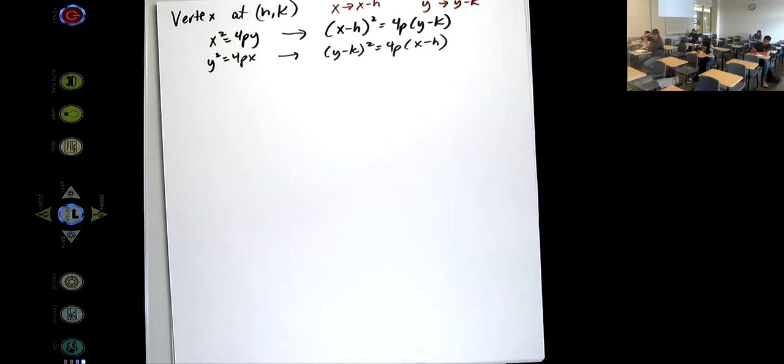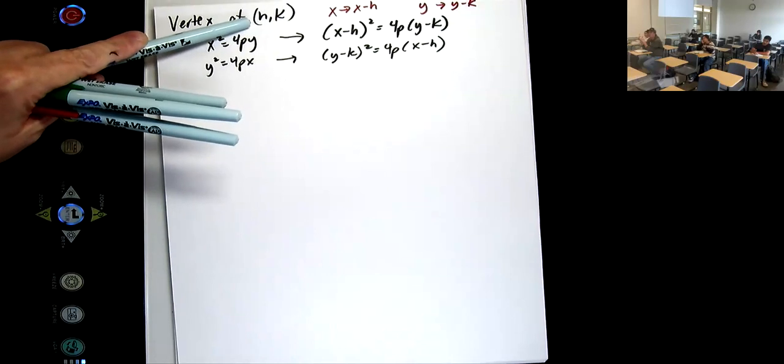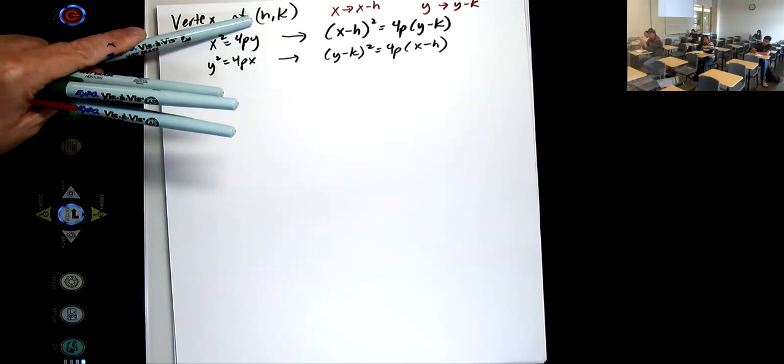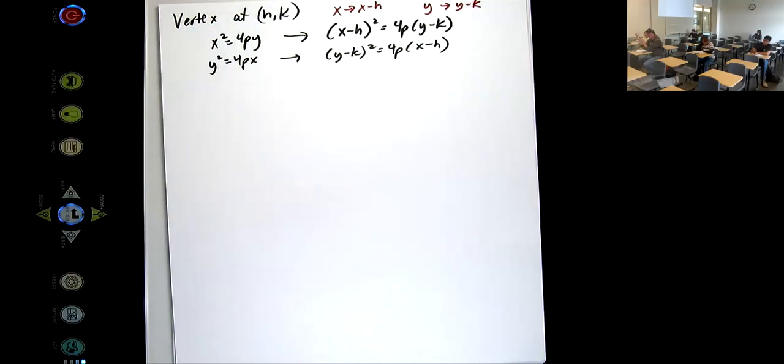Yeah. So the x's are always going to be with the h. Because that's the way I described it here. h is, if I had put k comma h, it'd be the other way around. Good question.